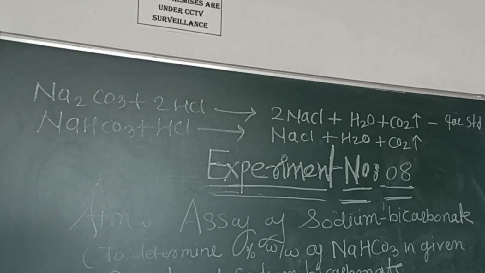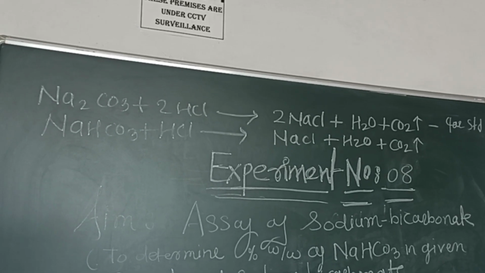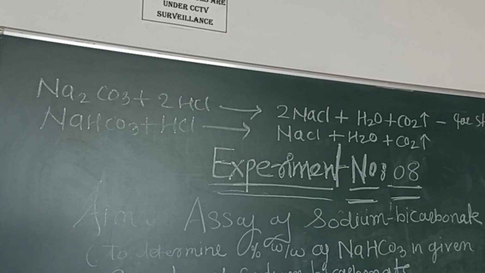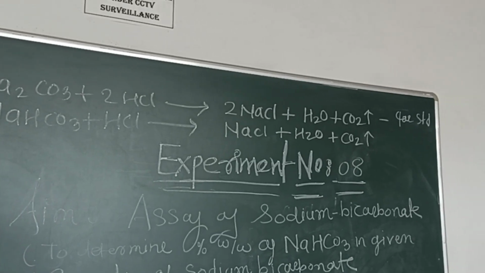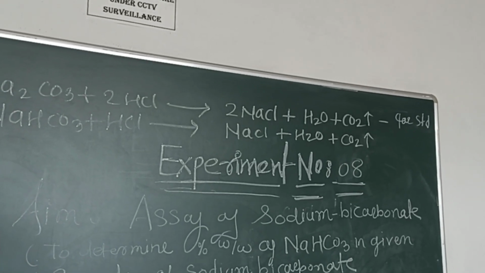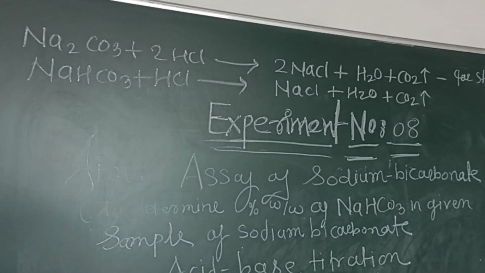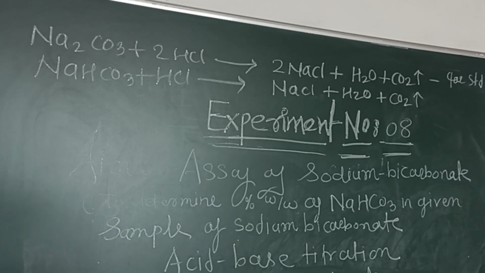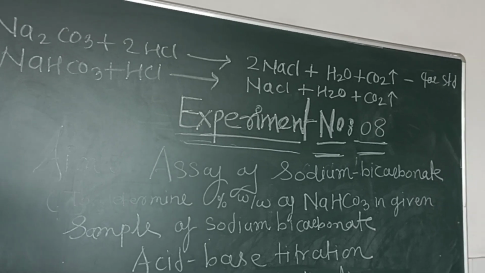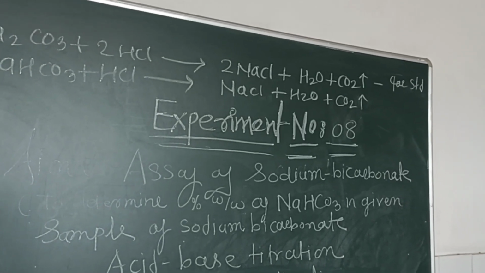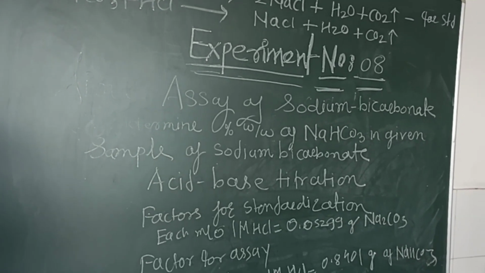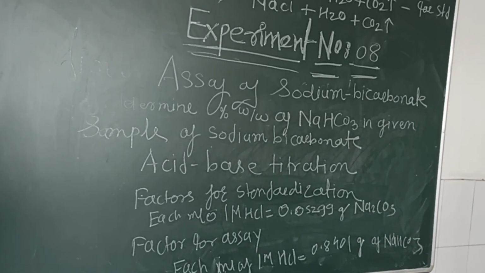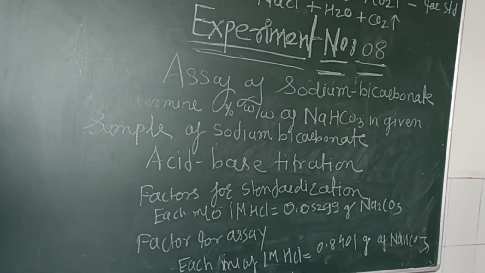This titration is based on two reactions. The first reaction happens during the standardization: sodium carbonate reacts with hydrochloric acid, which gives sodium chloride, water and carbon dioxide. During assay, sodium bicarbonate reacts with one molecule of hydrochloric acid, which gives sodium chloride, water and carbon dioxide. Before going to the assay part, we have to first perform the standardization of hydrochloric acid. See the stepwise procedure for standardization of hydrochloric acid.